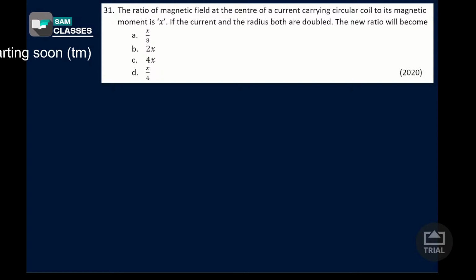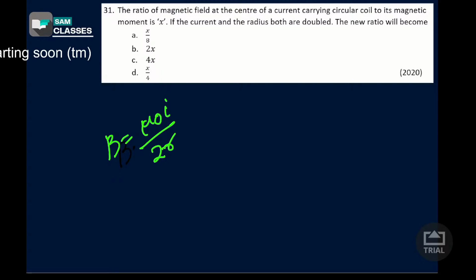Okay, nobody has written? Let me write. So see here, everybody. The magnetic field at the center of a current carrying loop is what? Just now we wrote, no. B is equal to what? B is equal to mu naught I by 2R.